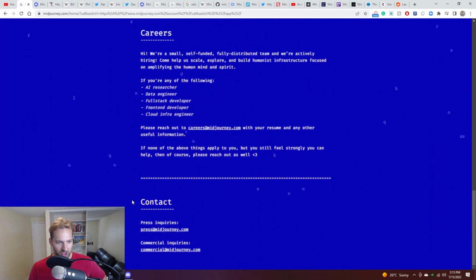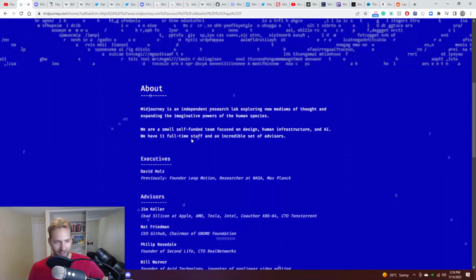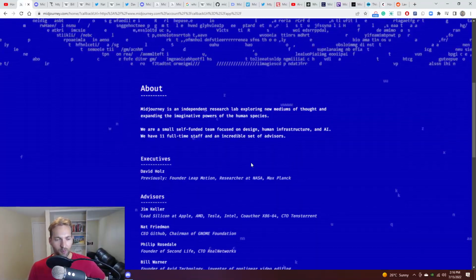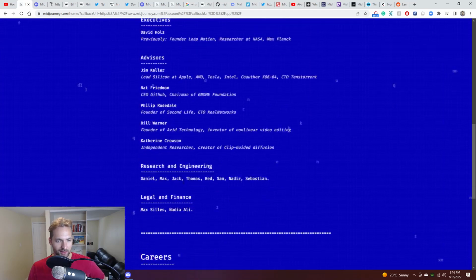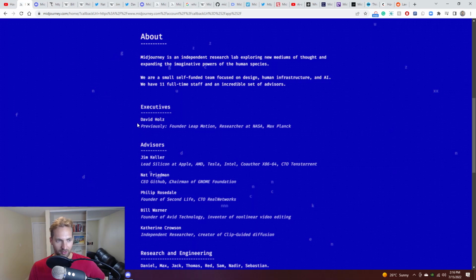So I think just because of the success of some of these people, when people think of self-funded, sometimes they think, oh, bootstrap, tiny, and they're probably being lean with the money that they're spending, but these are not low budget people. These are people who have access to capital. David Holtz, who is an executive on the team, is the founder of Leap Motion and researcher at NASA. So these are legit people doing this.